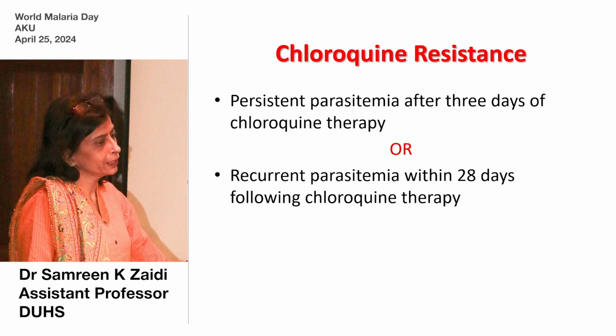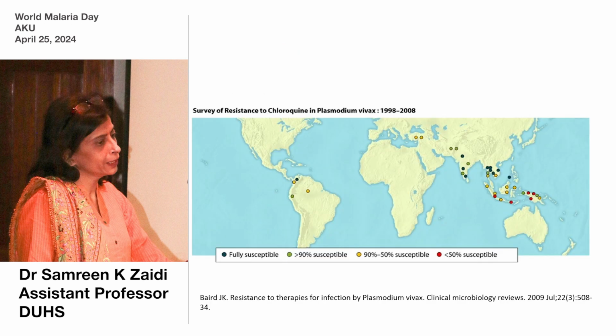We have discussed chloroquine resistance. So what is chloroquine resistance? Actually, it's the persistent parasitemia after 3 days of chloroquine therapy, or recurrent parasitemia within 28 days of treating with chloroquine. This is an old map, but it is telling us that a green dot is for places that are more than 90% susceptible to chloroquine, for vivax actually. So if we see, we are here and we are almost more than 90% susceptible to chloroquine. So the first drug for non-falciparum species should be chloroquine.